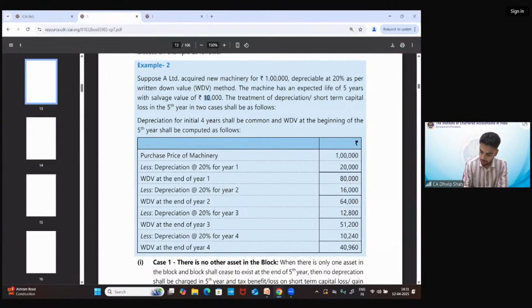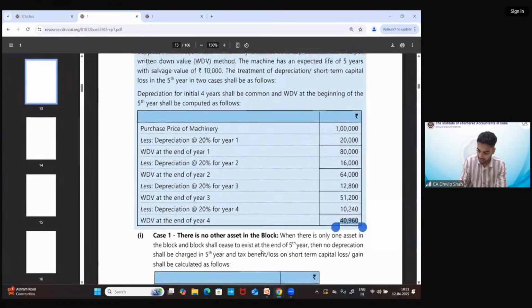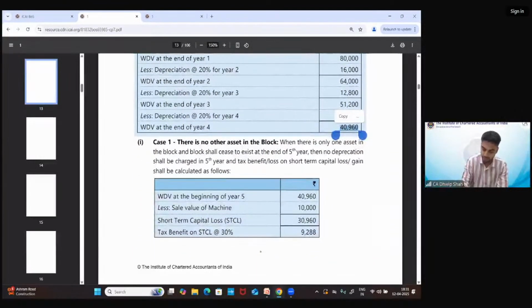So can you see the WDV at the end of fourth year is 4960 and we have sold it for 10,000. So short-term capital loss is 3960. They have considered tax rate of 30% and I have considered tax rate of 15%. So there would be a difference in taxation amount. So this is tax benefit. Tax benefit is nothing but your inflow. Are you getting this?